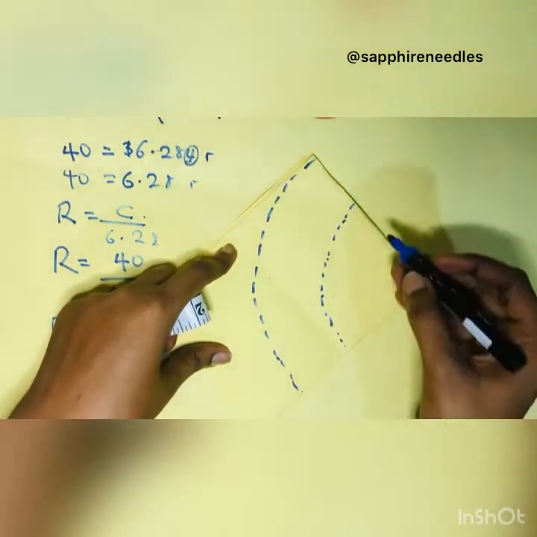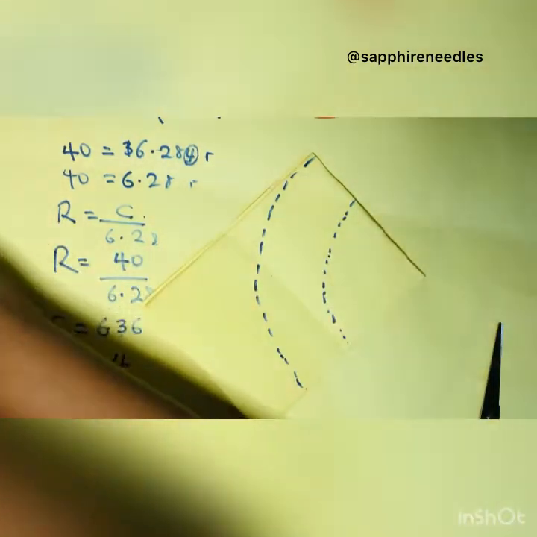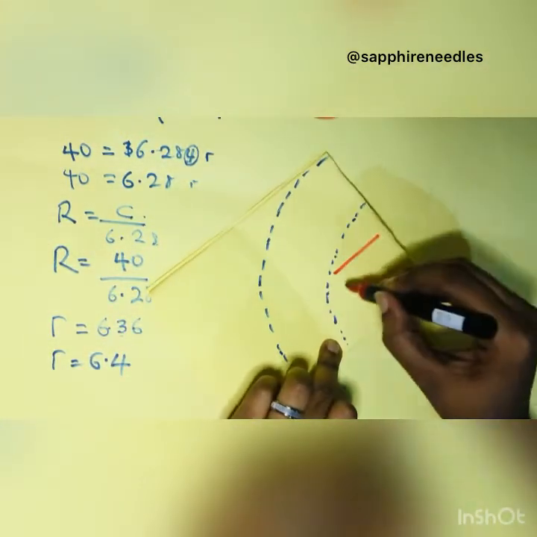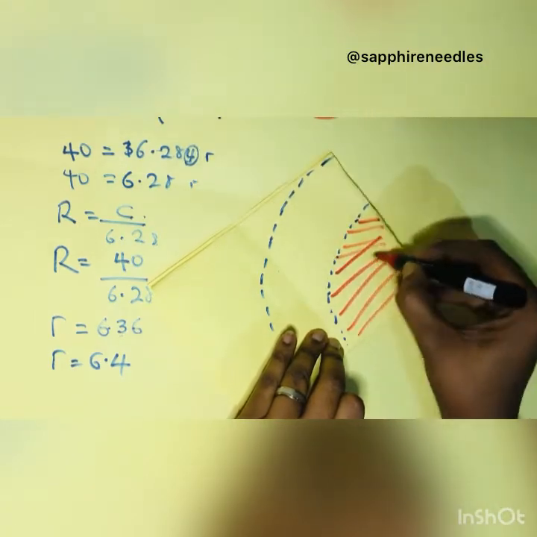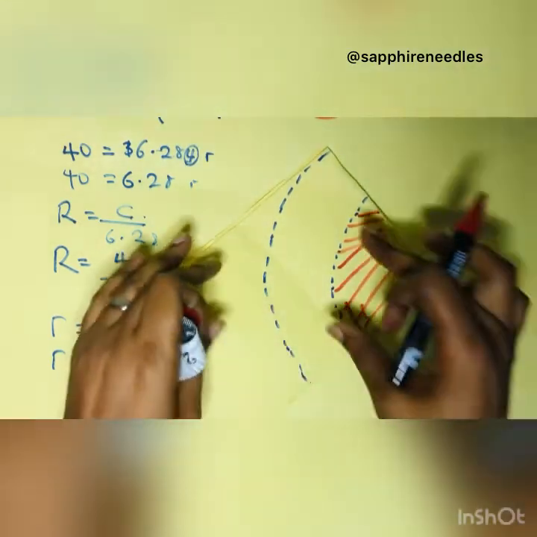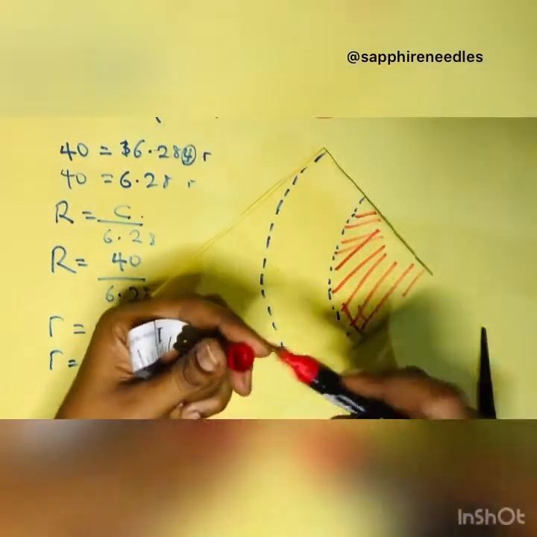So now this is the radius. I will be cutting this out. I won't be needing this. We won't be needing this. So we'll be cutting this out, and then this is what we'll be working with.